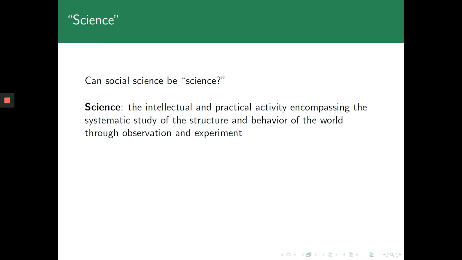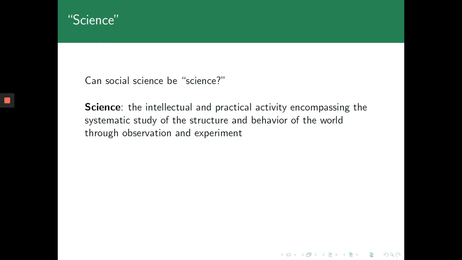Well, what is science? I think a lot of us have an okay idea of what science is, but then we take a class called political science or some other social science. So the question is, can social science be science? We hear this differentiation between a social science and a natural science. Well, one definition of science is the intellectual and practical activity encompassing the systematic study of the structure and behavior of the world through observation and experiment. By that definition, of course, social sciences and political science can be science, right?